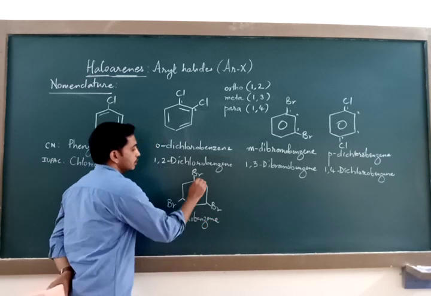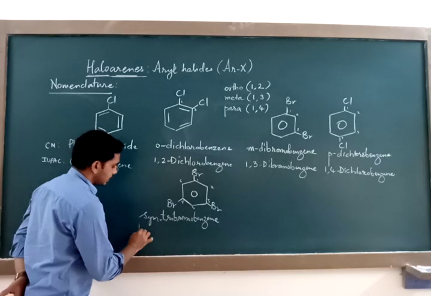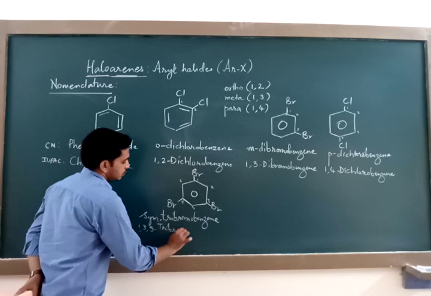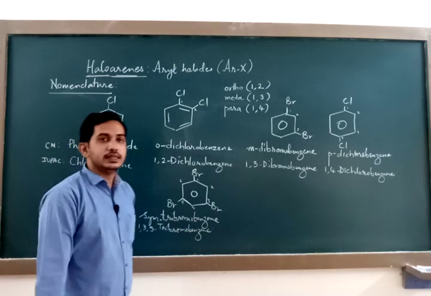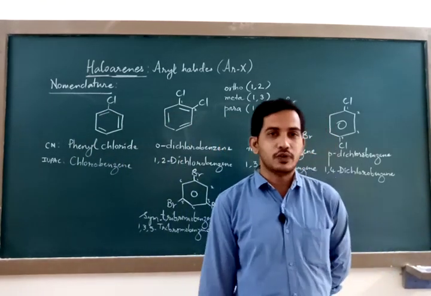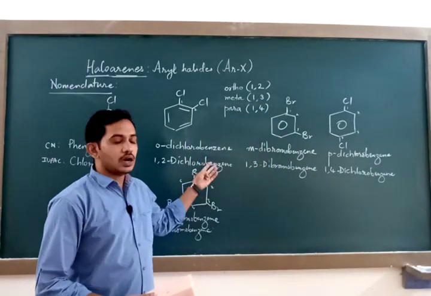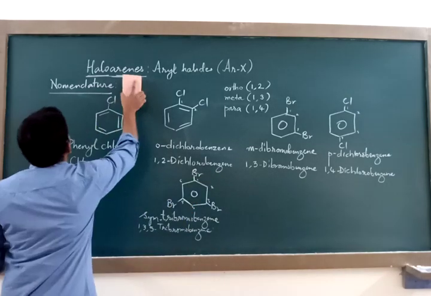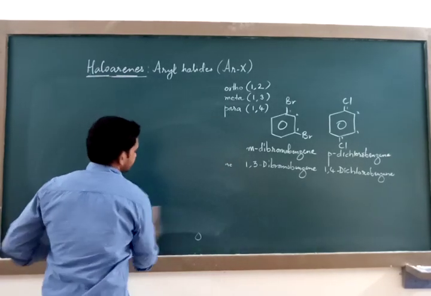IUPAC rules remain the same. You keep on numbering them and then write their positions: 1, 3, 5 tribromobenzene. If there are more than 2 substituents in the benzene ring, then such examples will not be asked for naming in the exam. You can remember nomenclature only for up to di-substituted compounds. After nomenclature, we shall now see the nature of the C-X bond.